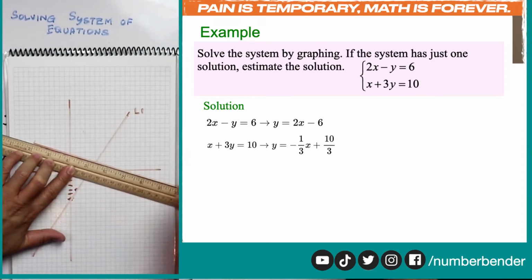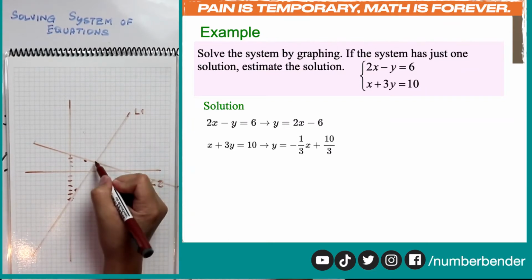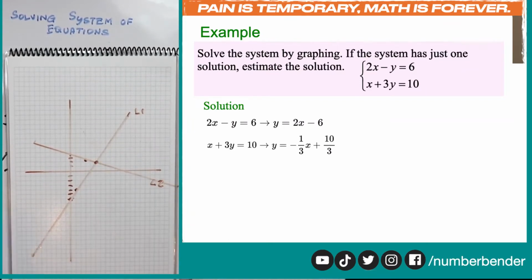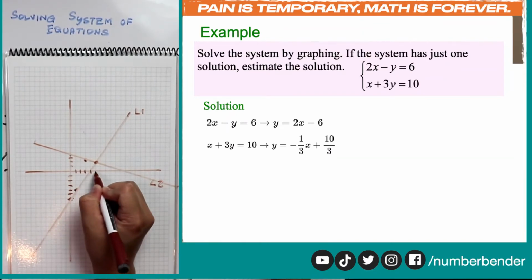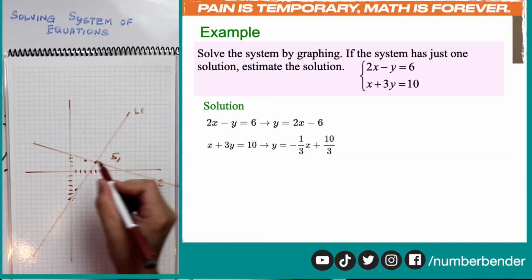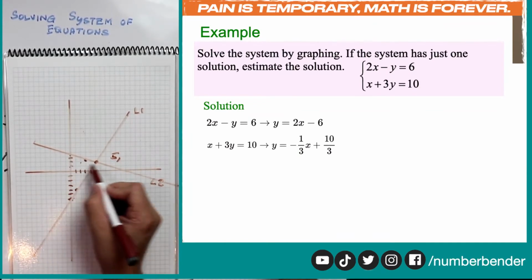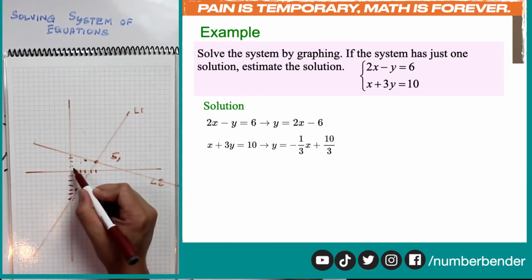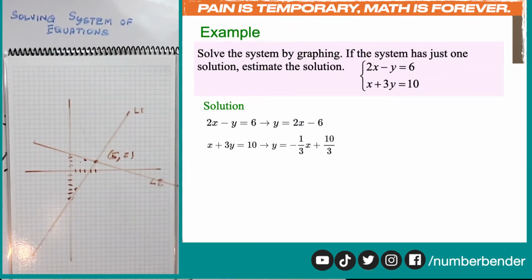The solution for line 1 and line 2 is the point of intersection, and the point of intersection is at 1, 2, 3, 4, 5 and 1, 2 points. So about 5, 2. So this is my estimated solution, and let's see if this is the actual solution for this linear system.